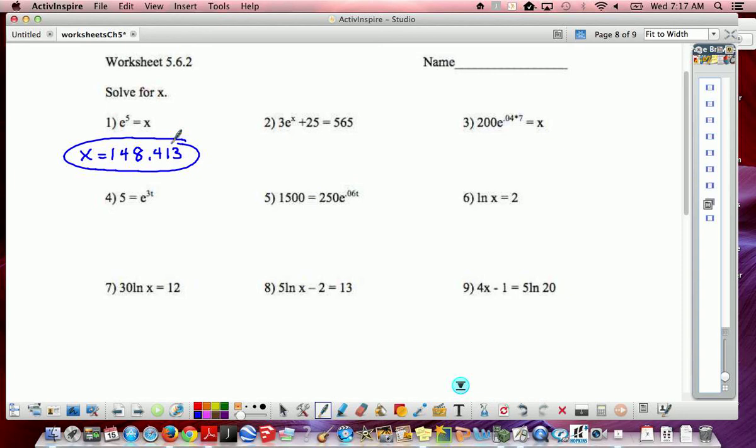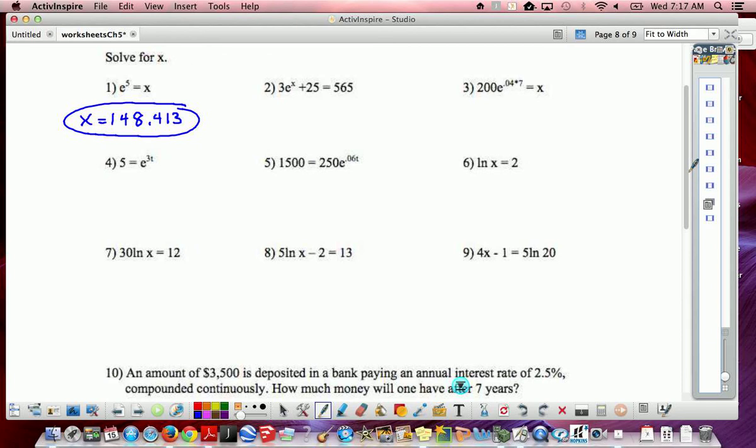On number 2, we've got a little more algebra to do, and we have to solve for x in the exponent. So we have an e to the x. It's going to involve a natural logarithm here. So on number 2, first thing I'm going to do is subtract 25 from both sides. I'll show all my math here, or at least try to here. So I have 3e to the x equals now 540. So now if I divide both sides by 3, I get e to the x equals 180.